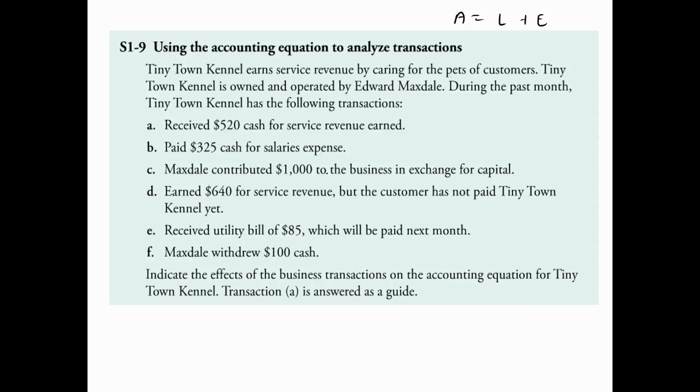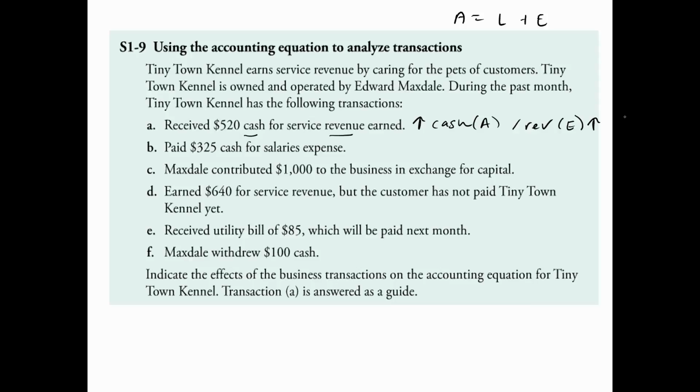So for the first transaction, I received cash for service revenue earned. So which accounts are affected? We've got cash right here, and we see we've got revenue. So those are the two accounts. Cash is an asset, and revenue is part of the equity account. And we received cash, so cash went up, and revenue adds to owner's equity, so owner's equity went up. And so we can see that both sides of the accounting equation went up by $520, so I'm still in balance.